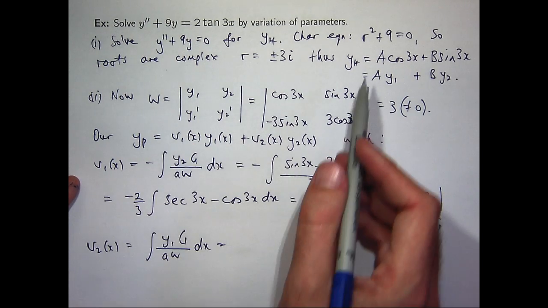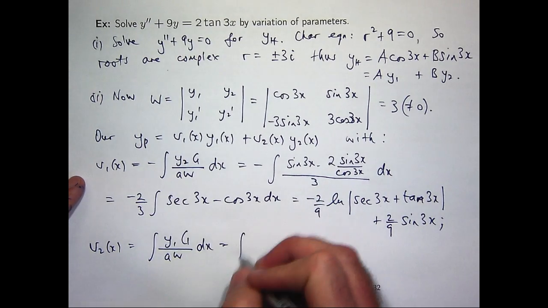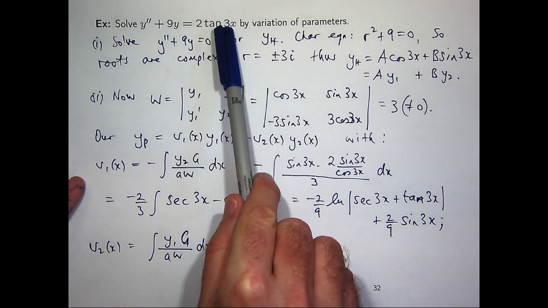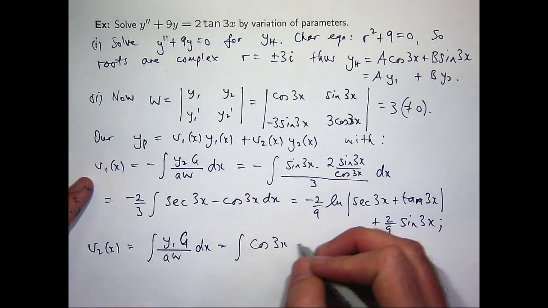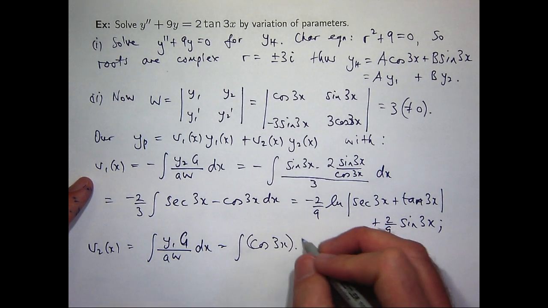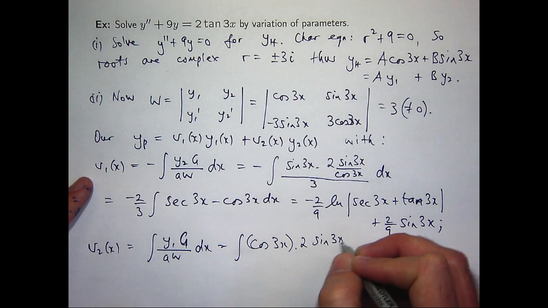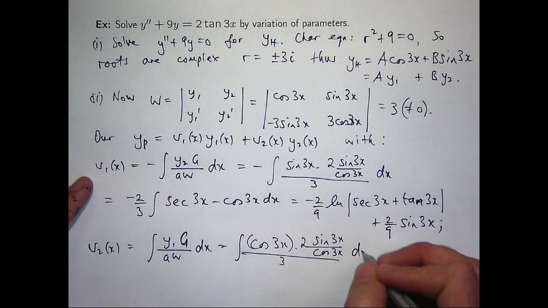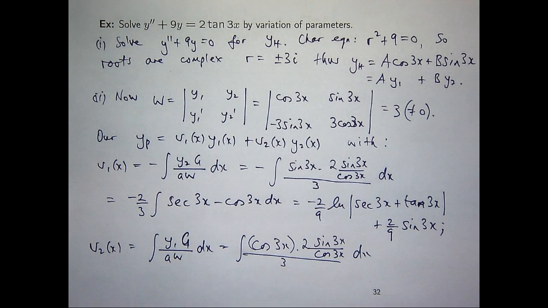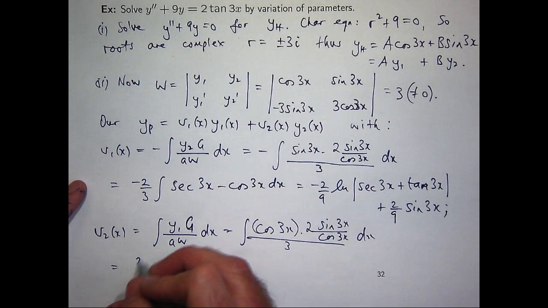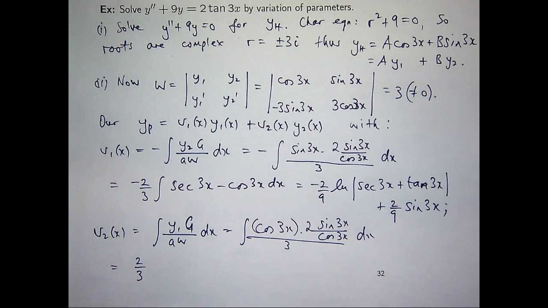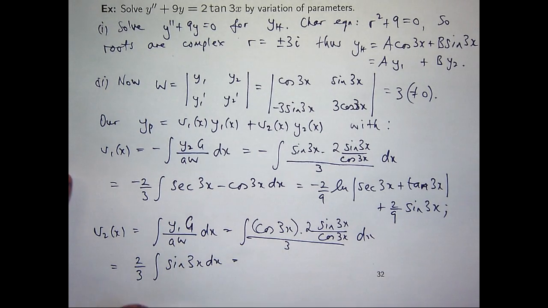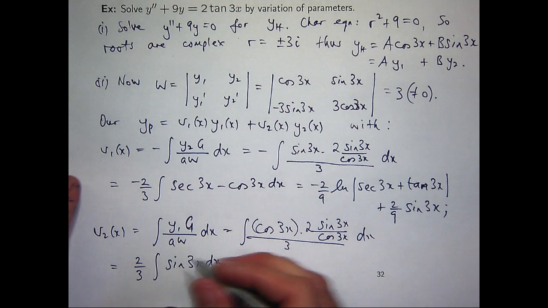So y sub 1 is cosine 3x. G is 2 tan 3x. So I'm going to write that as sine on cosine. And I'm dividing by 3 here. So I can cancel off the cosines, and then all I'm doing is integrating sine 3x. So when I integrate that, I'm going to get something like minus cosine.